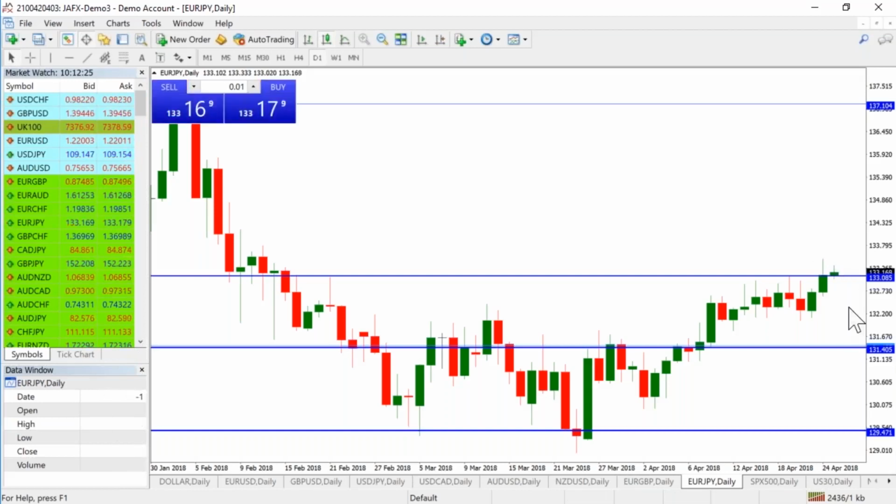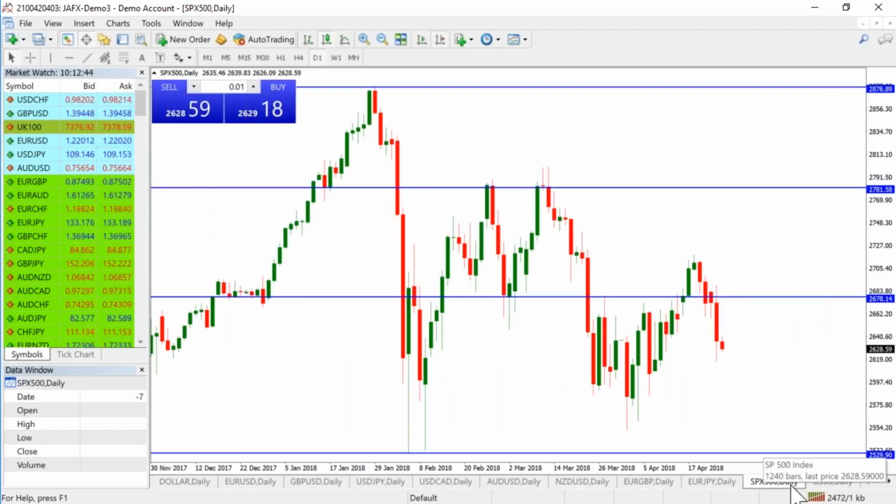So moving on to the euro yen, we are threatening to push higher. We do need to see this market break above yesterday's high. Otherwise, we could provide a little bit of resistance around this level. So this is the euro yen, and we'll just monitor it.